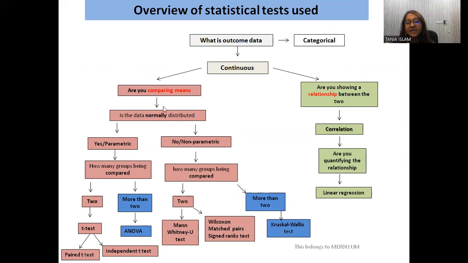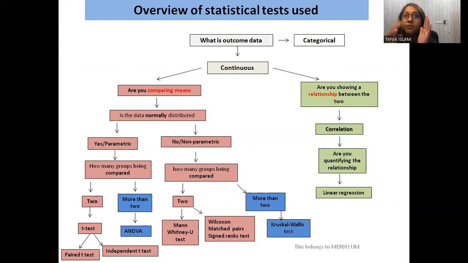If data is normally distributed, that means we need to do a parametric test. And if not normally distributed, then we do a non-parametric test. If we choose the parametric test, we need to think: are there two groups whose means we are comparing?